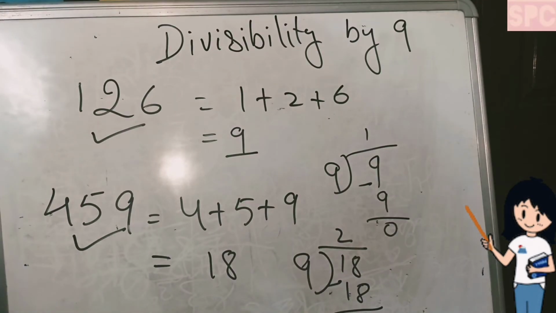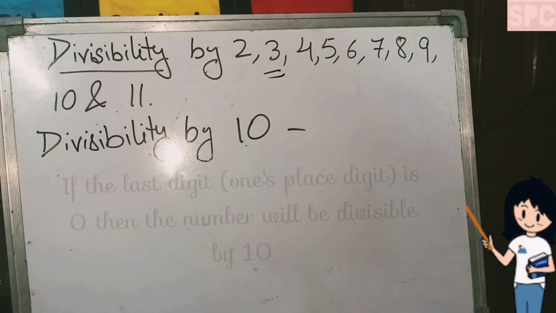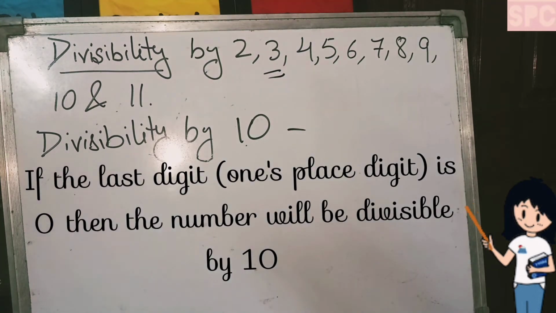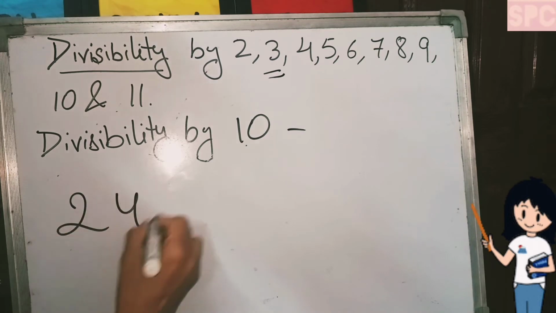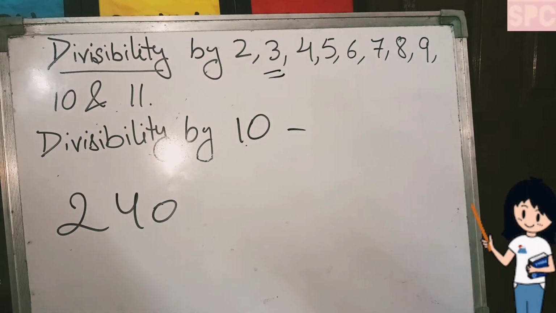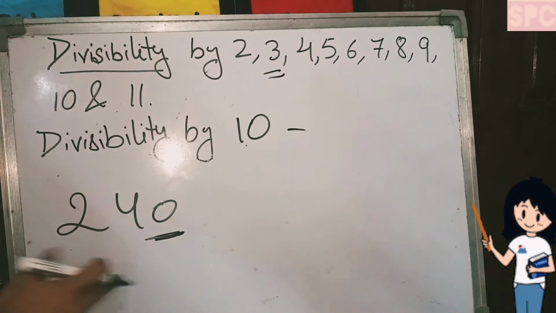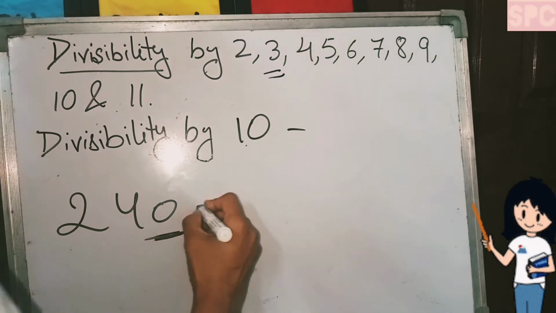Let's move on to divisibility by 10. For checking whether any number is divisible by 10 or not, you just have to check the last digit, or you can say the digit at the ones place. If that digit is 0, then that number will definitely be divisible by 10. Let's check this with the help of an example. Suppose we have a number 240. Here the digit at the ones place is 0. So this number will definitely be divisible by 10.